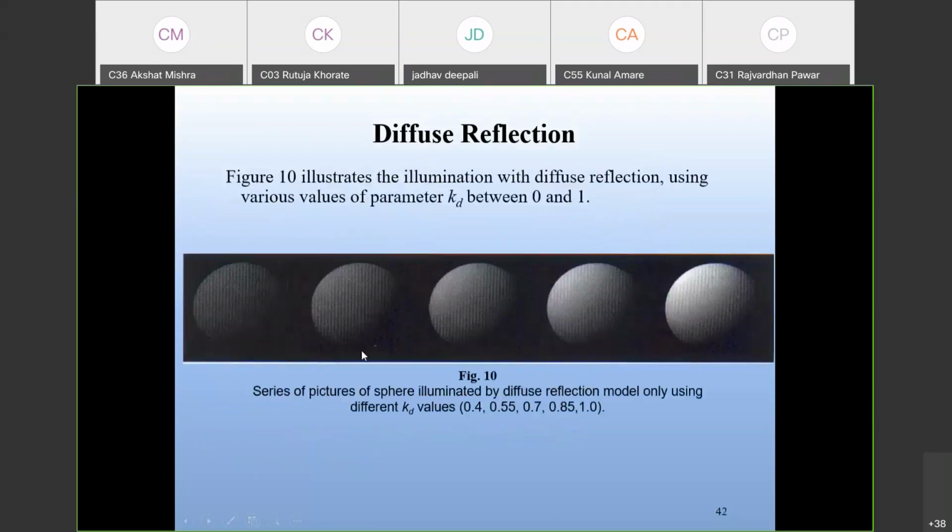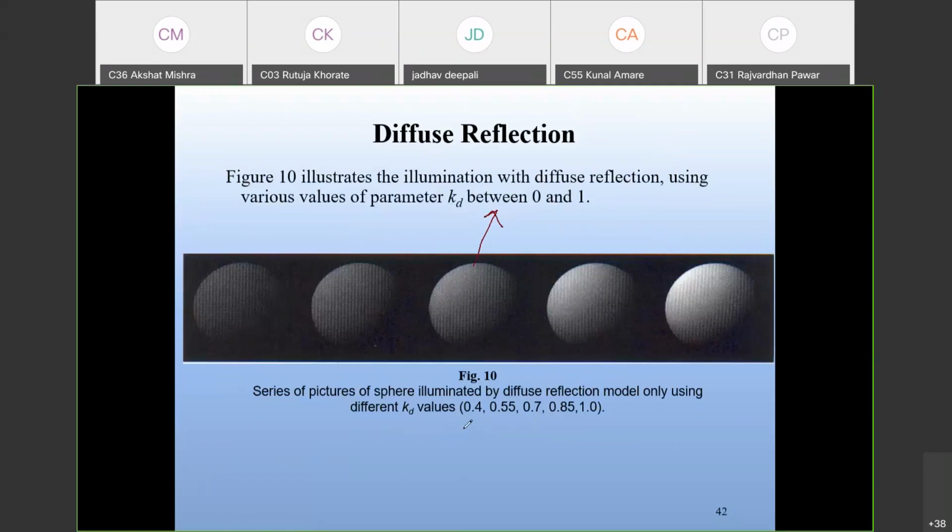An example is shown here. It shows the diffuse reflection using various values of the parameter Kd. Kd is the reflection parameter, in which way it reflects. It ranges from 0 to 1.